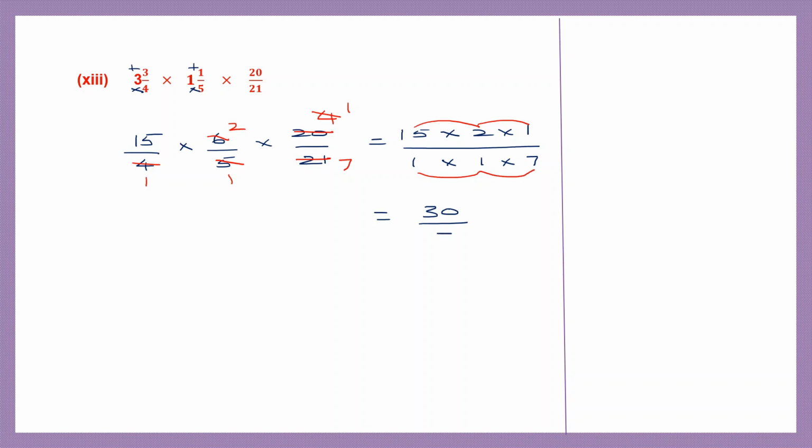So 30 by 7. Now this we can convert, divide 30 by 7. 7 fours are 28, minus 2. So here what do we have? 4, 2 by 7. So let's write that down here. We can write down 4 2 by 7 here. So this is 4 2 by 7. So that is our final answer, 4 2 by 7.